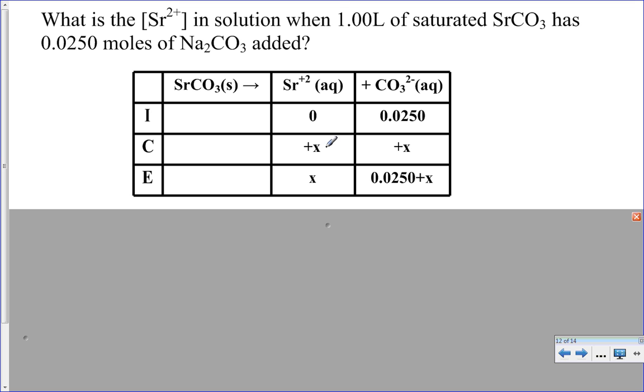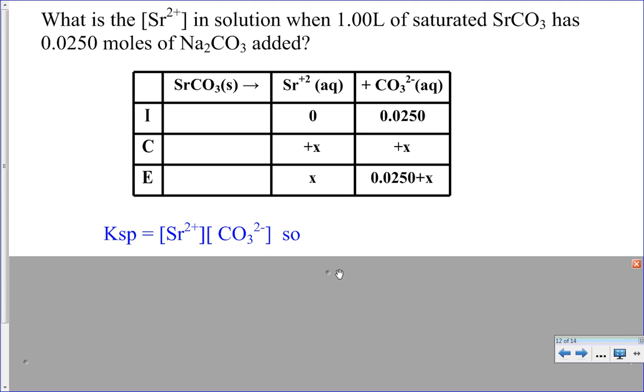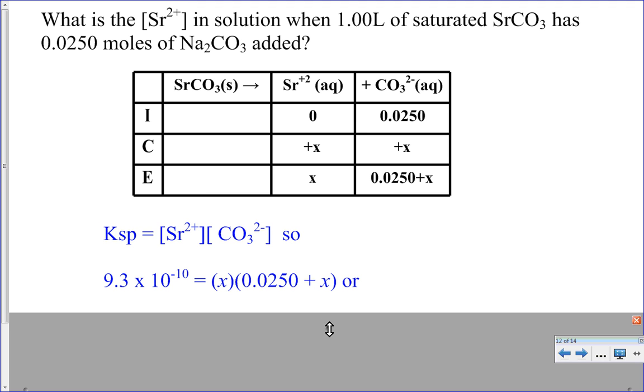So it's going to be plus x and plus x, because this is in a 1-to-1 relationship, 1 strontium for every 1 carbonate. And my equilibrium concentrations are shown as x and 0.0250 plus x. Well, as you can imagine, we take our Ksp expression, which is the 1-to-1 for the concentrations of the ions. We substitute in our equilibrium numbers, and I know the Ksp already given to me in the table.